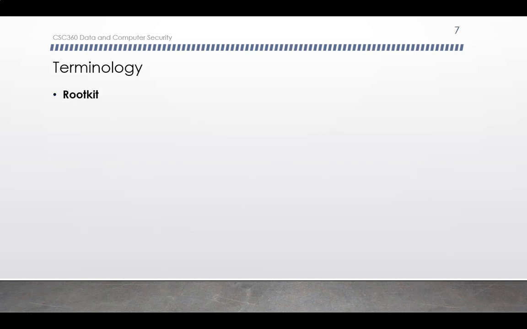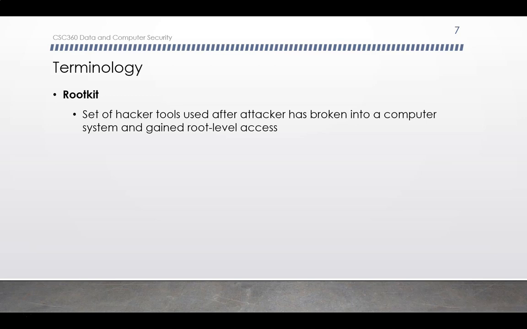A rootkit. This would be a set of hacker tools used after the attacker has broken into a computer system and gained what is called root-level access. If you're familiar with Unix or Linux operating systems, the term root comes into play. Root is the user who is the system administrator. So when we talk about root-level access, this is giving you access to administrative functions. So a rootkit is a collection of tools that a hacker uses to mask intrusion and obtain administrator-level access to a computer or computer network.